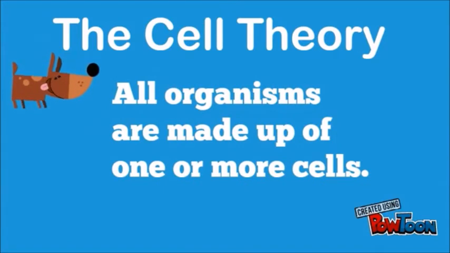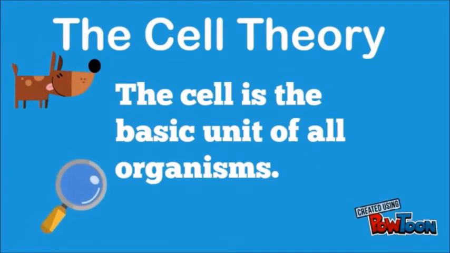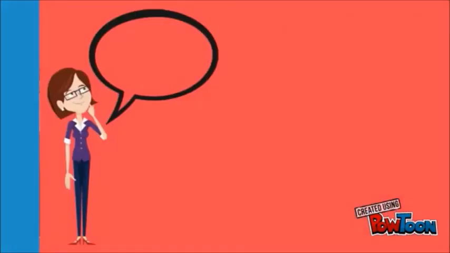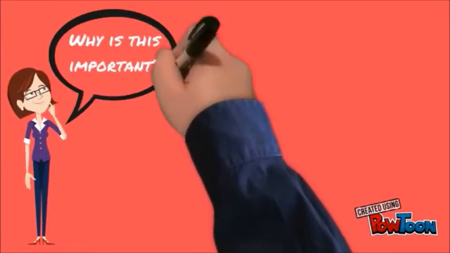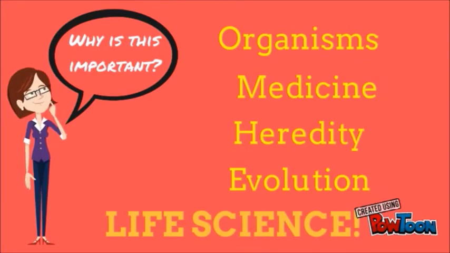One, all organisms are made up of one or more cells. Two, the cell is the basic unit of all organisms. And three, all cells come from existing cells. The cell theory is fundamental to the study of organisms, medicine, heredity, evolution, and life science.